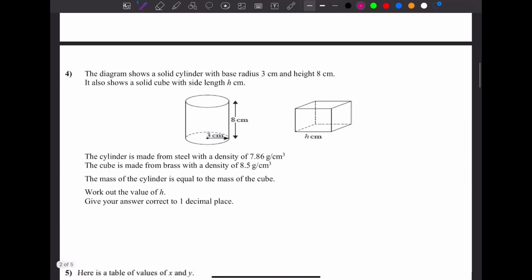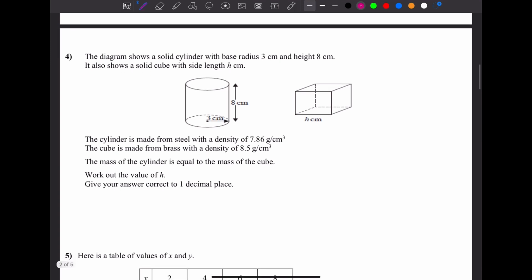Next one. Work out the mass of the cylinder equal to the mass of the cube. Work out the value of h to 1 decimal place. What is the formula for volume? Because you want to do the mass, since they told you mass is the same. What's the formula of mass? Mass is density times volume. What is the volume of a cylinder? It's pi r squared h. So the volume of this cylinder equals pi times r, which is 3, that's your radius, 3 squared, times the height.